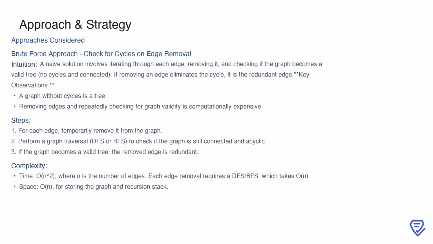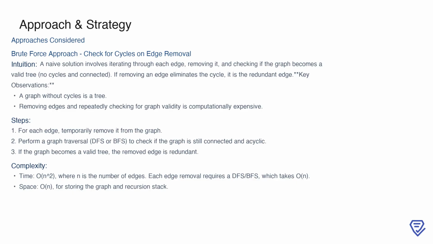The process involves iterating through each edge, removing it, and then performing a graph traversal, such as DFS or BFS, to ensure the graph remains connected and acyclic. If the graph meets these criteria, the removed edge is identified as redundant. However, this approach is computationally expensive because for each edge, we must traverse the entire graph.